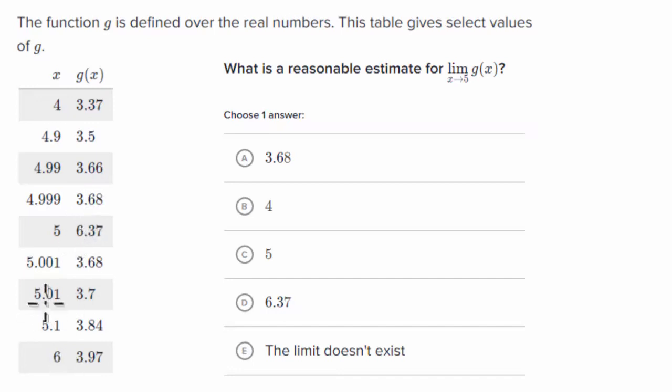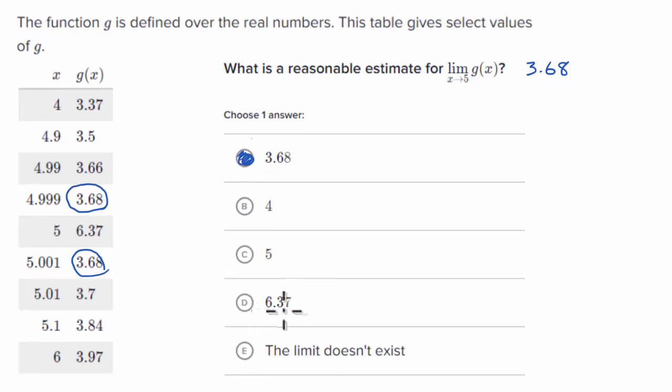But then if we approach 5 from values greater than 5, at 6, we're at 3.97. At 5.1, we're at 3.84. At 5.01, 3.7. At 5.001, we are at 3.68. So a thousandth below 5 and a thousandth above 5, we're at 3.68. But then at 5, all of a sudden, we're at 6.37. So my most reasonable estimate would be, well, it looks like we are approaching 3.68 when we approach 5 from values less than 5, and we're approaching 3.68 as we approach 5 from values greater than 5. It doesn't matter that the value at 5 is 6.37. The limit would be 3.68, or a reasonable estimate for the limit would be 3.68.